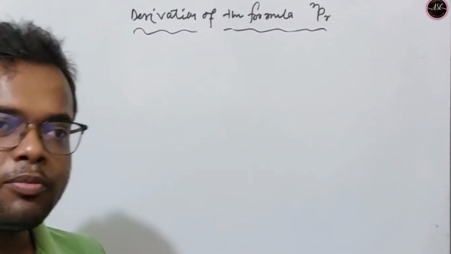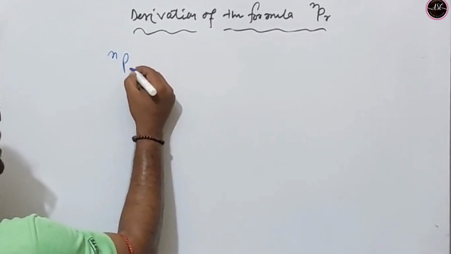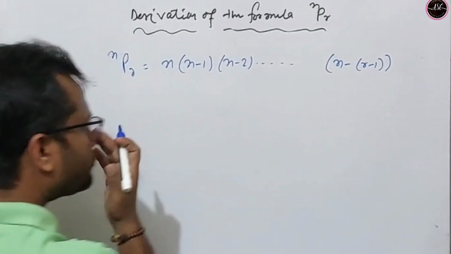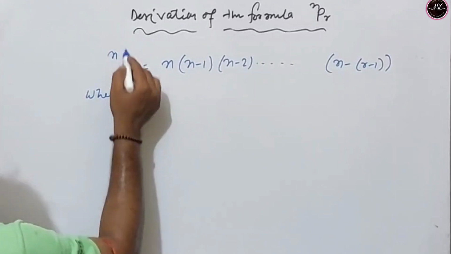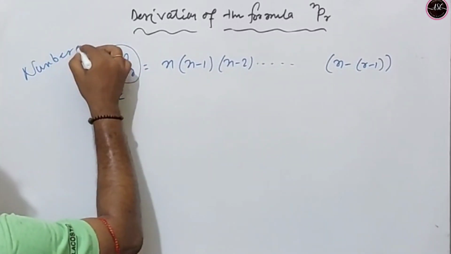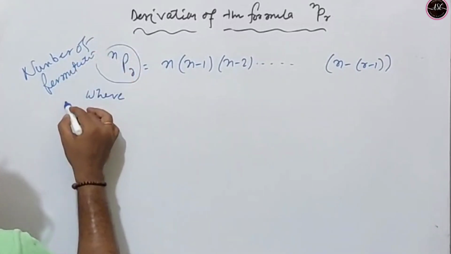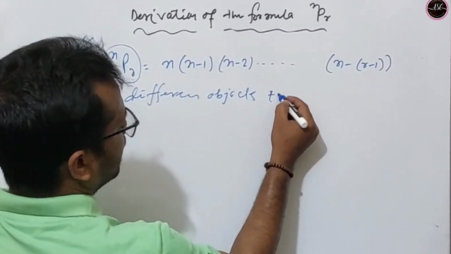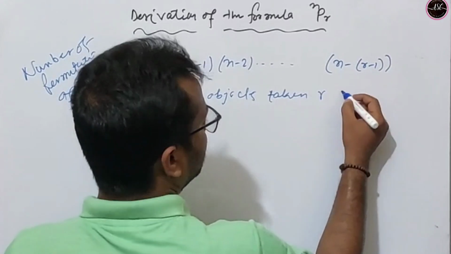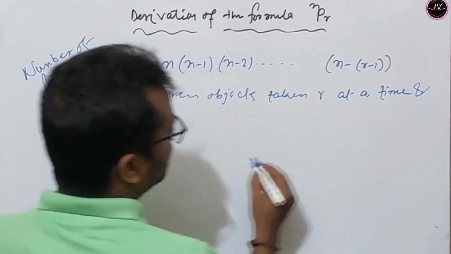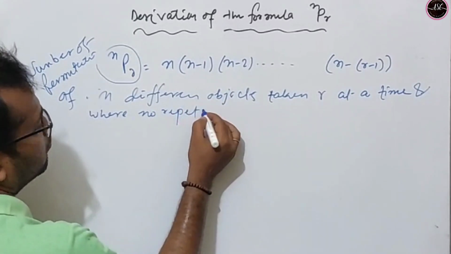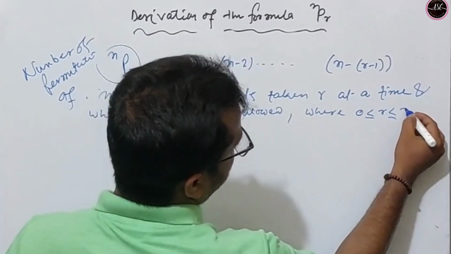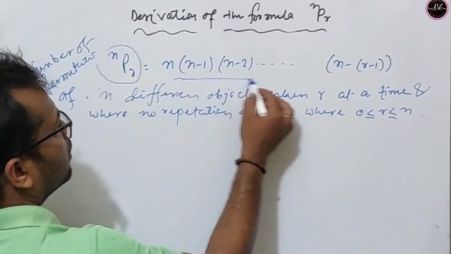Now we will learn about the derivation of the formula nPr. We know nPr equals n into n minus 1, n minus 2, up to n minus r plus 1, where this is the number of permutations of n different objects taken r at a time, where no repetition is allowed, and 0 is less than or equal to r, which is less than or equal to n. So just look at this formula.